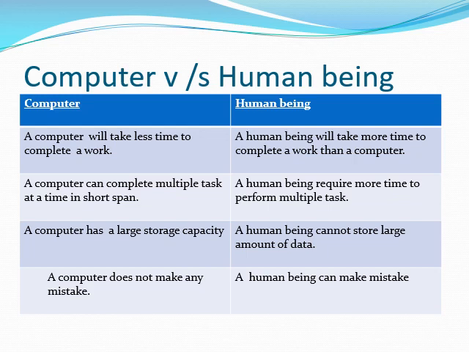Next, on the basis of accuracy. If a given task is given to a computer and a human being, chances are a human being can make mistakes, but a computer will never make mistakes. That's why computer is 100% accurate. A computer does not make mistakes, whereas a human being can make mistakes.